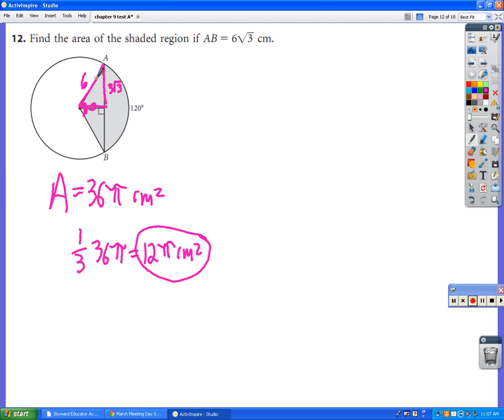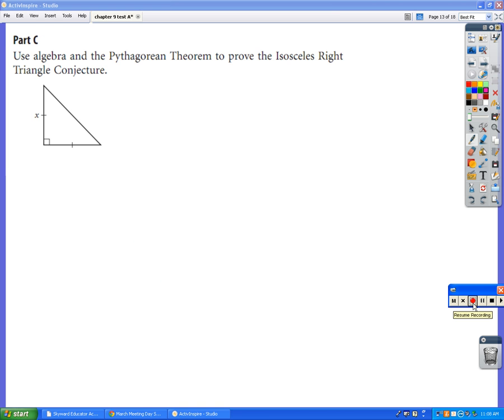I did all those steps exactly as you did them, and I got an answer wrong. What did you get? 76 centimeters squared. No. So I don't know what I did because I did exactly what you did.